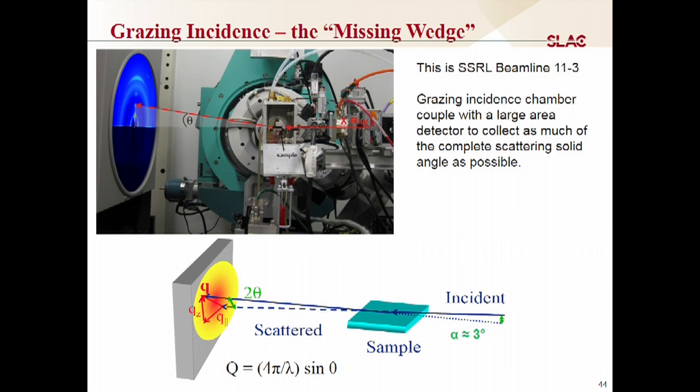Okay, I'm going to switch gears a little bit. I'm going to talk about grazing incidence diffraction. Again, we're sort of talking about primarily polycrystalline samples or powders. And so this is fairly specific to beamline 11.3, although it is an issue at any of the other beamlines as well, but especially so at 11.3. And so this is, again, a picture. Your sample would sit here. The beam is coming this way and scatters into a large area detector.